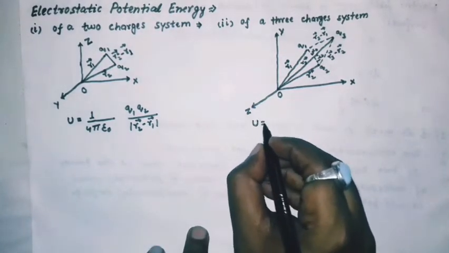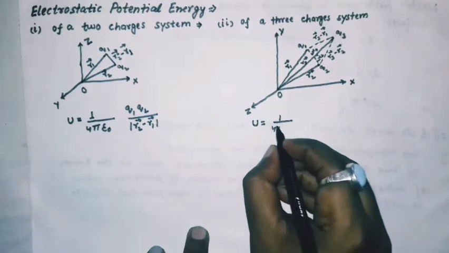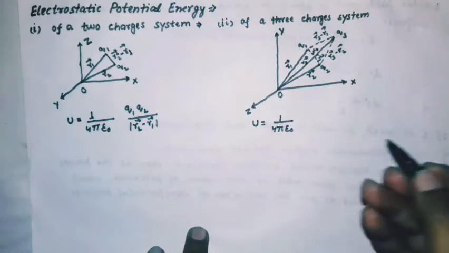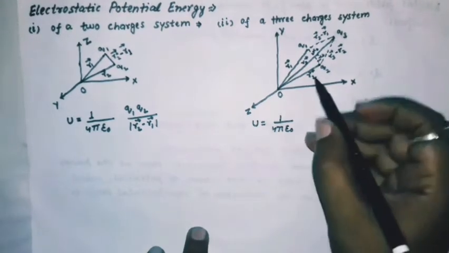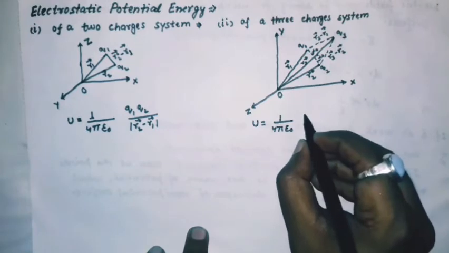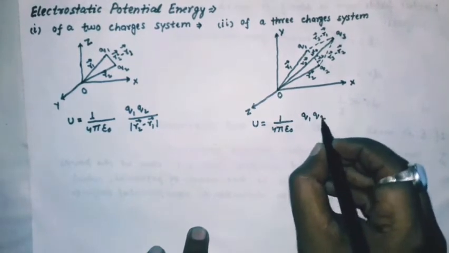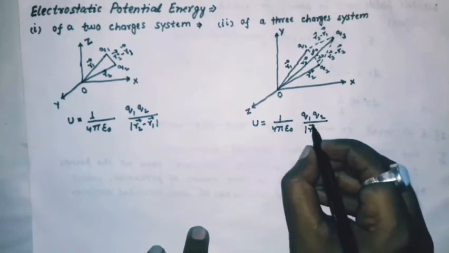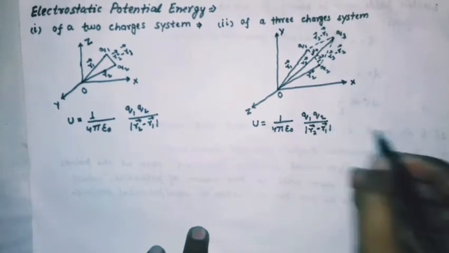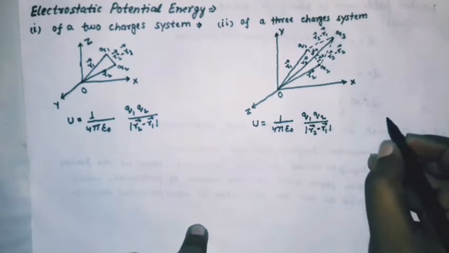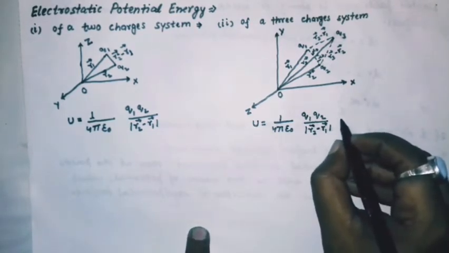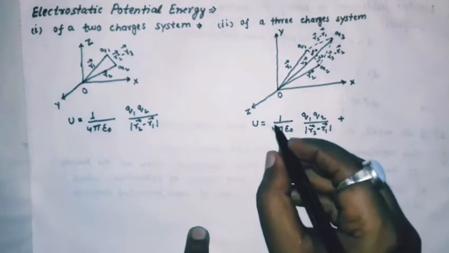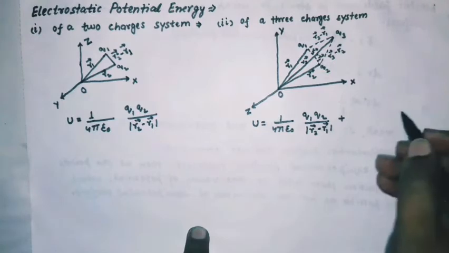This will be equal to U equal to 1 upon 4 pi epsilon naught, nothing but the sum of individual potential energies. So the potential energy between q1 and q2 will be equal to q1 q2 divided by the magnitude of r2 minus r1. As per Coulomb's law, we have calculated the potential energy. We have already done this derivation for the potential energy in the previous topics.